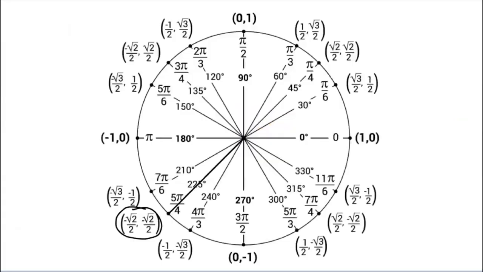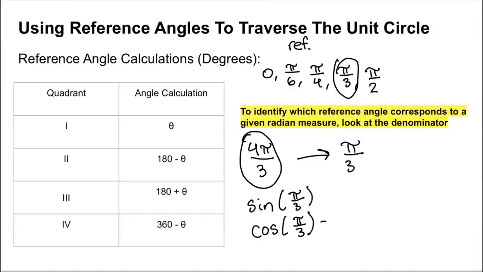Looking at our unit circle, pi over 3, our x is 1/2. So our cosine of pi over 3 is 1/2. And sine of pi over 3 will be the square root of 3 over 2. So cool, we can use this for any angle with radians.